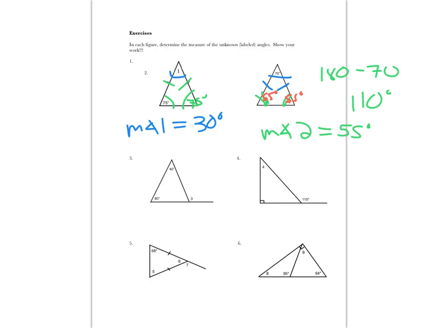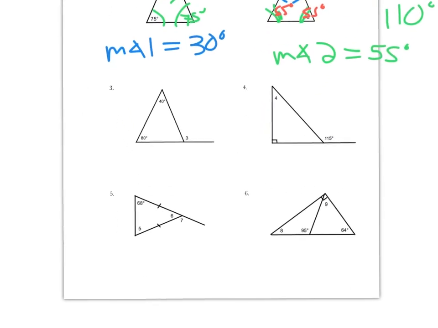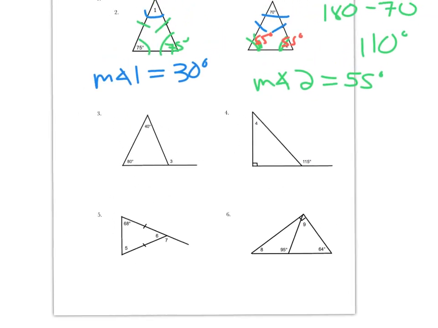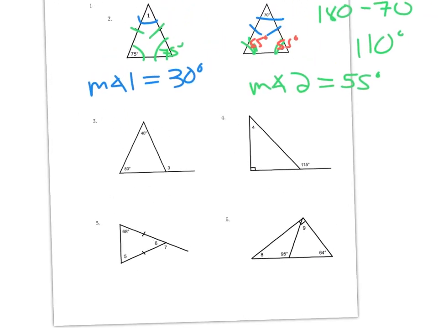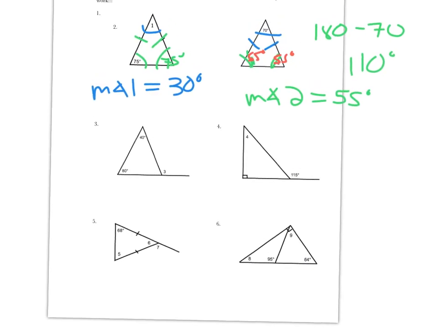Okay, let's try number 3. Now in number 3, if you remembered what we talked about on the previous page, you might be able to do this very, very quickly and say, angle 3 is an exterior angle to these two remote interior angles, so it must be equal to the sum of those two angles, meaning the measure of angle 3 is equal to 120 degrees, 80 plus 40.